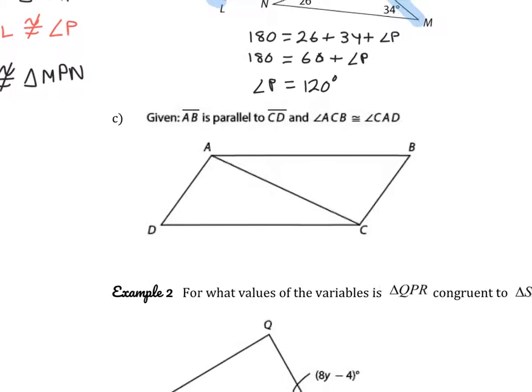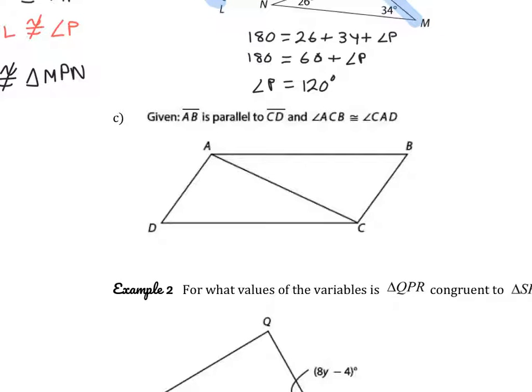Okay, let's look here at example C. Here we are given that AB is parallel to CD. And we are also told that angle ACB, which is right here, is congruent to CAD.